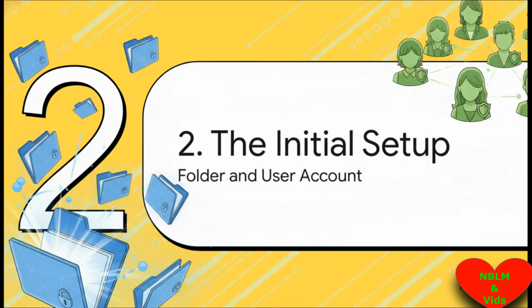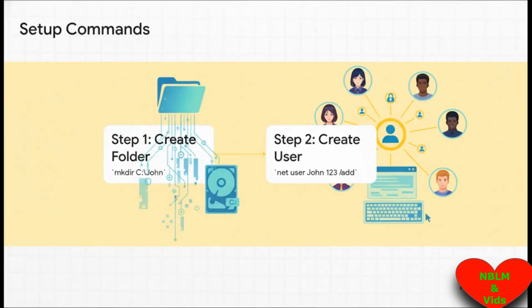Okay, first things first, we need to lay the groundwork. Before we can share anything, we need 2 key ingredients. 1, a folder to actually share, and 2, a dedicated user account so we can control who gets in. This is all about security. We're going to do this with 2 really simple commands. First up, mkdir c:\john. That just makes a new folder for us called John right on the C drive. Easy. Second, net user John 123 /add. This one creates a new local user, also named John, and gives him the password 123.